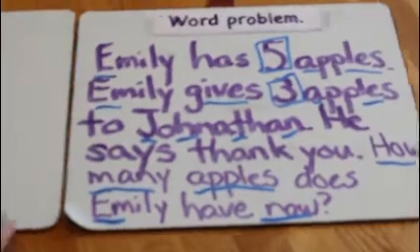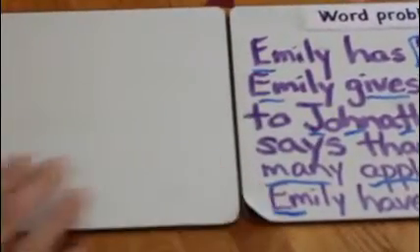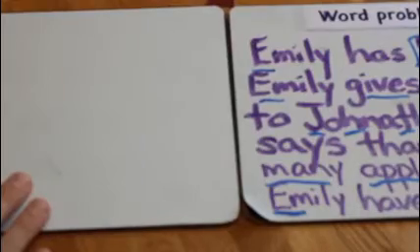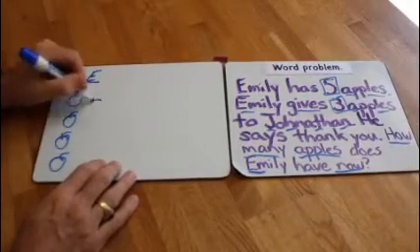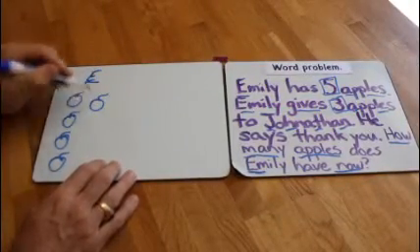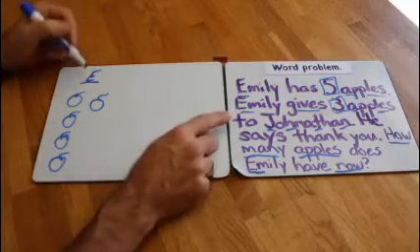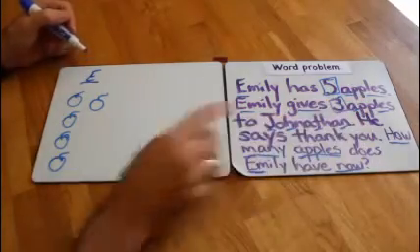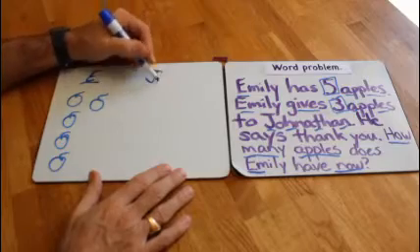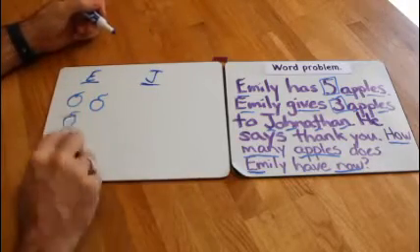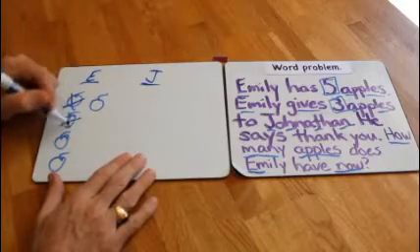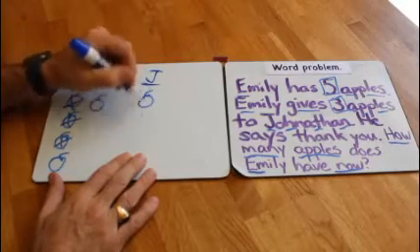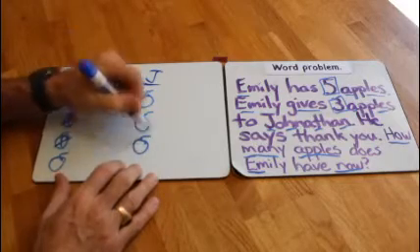How do we do? Well, Emily started with how many apples? 5. So she's got her 5 apples. 1, 2, 3, 4, 5. Make sure you got the right. Emily gives 3 apples to Jonathan. So we got Jonathan here now. And Emily's giving 3 of her apples to Jonathan. So we got to take them away from her. 1, 2, 3. And give them to Jonathan. 1, 2, 3.